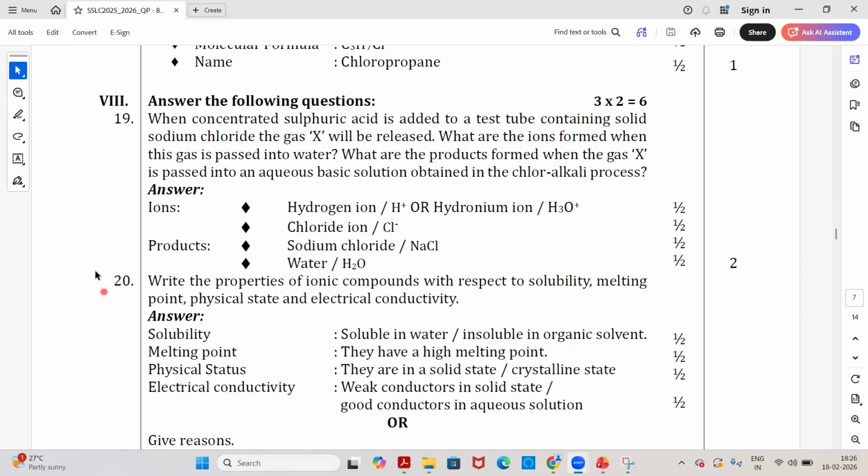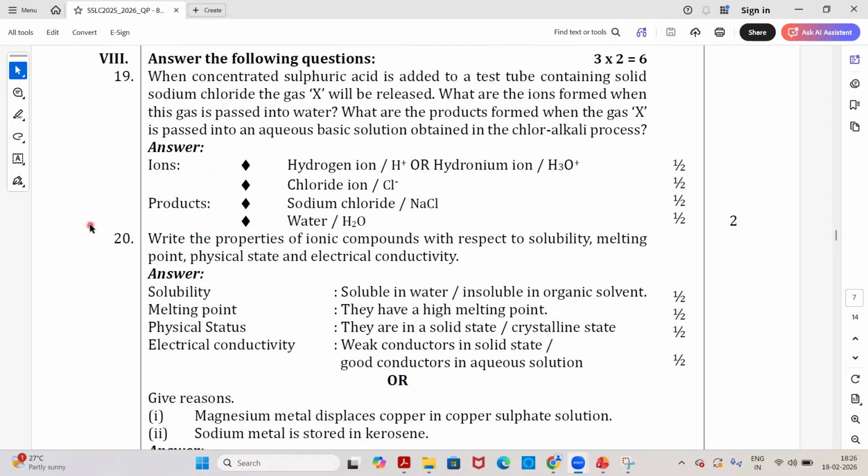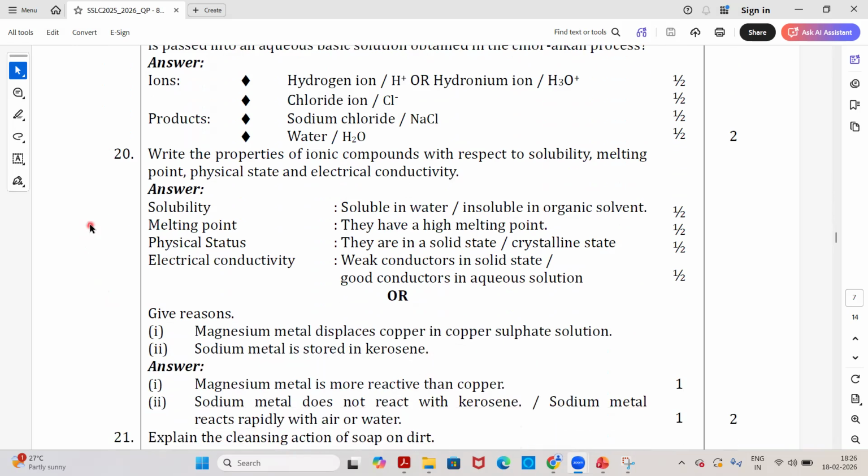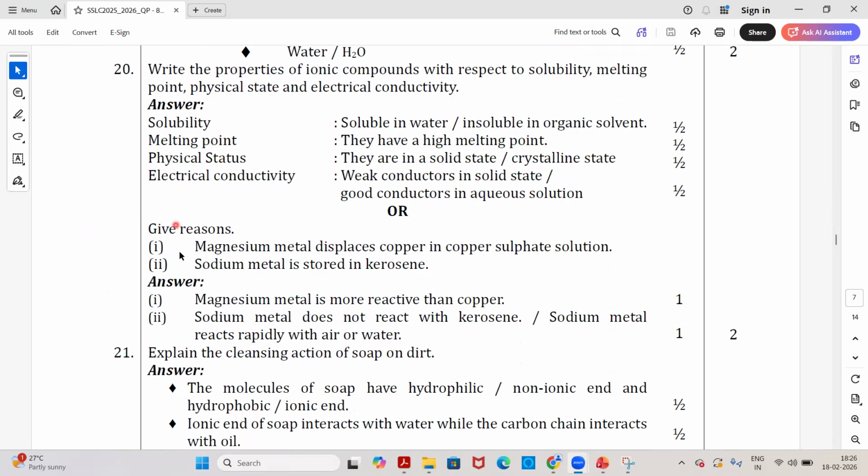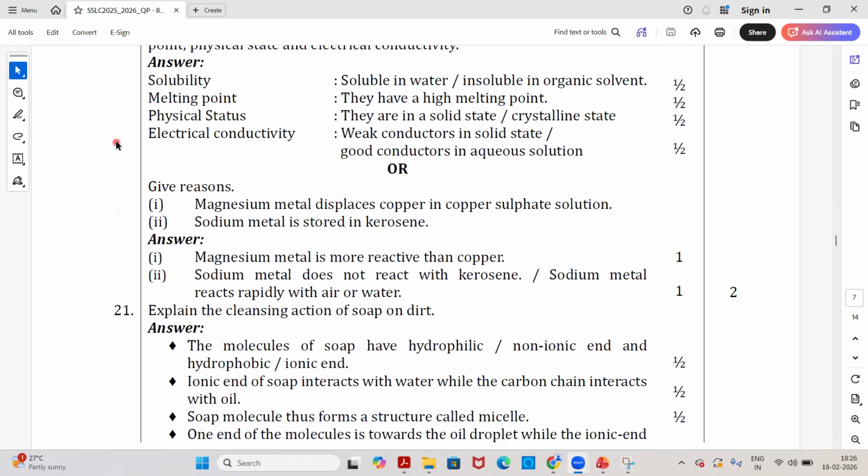And then next is question 19, 20. Question 20 has an optional question also. You can have a look. The answer is given over here. For this, the answer is given over here.